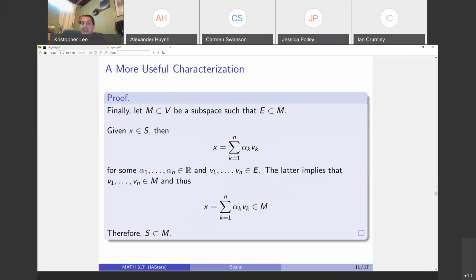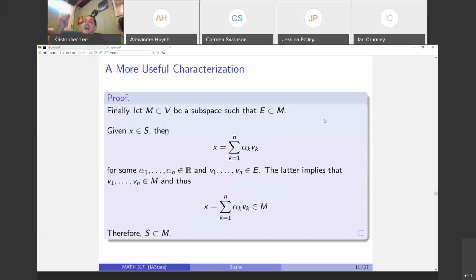Because you're in E, let's get voice crack right there. Since you are in E, that means you must be in M, because E is a subset of M. And as we proved, any number of things in M, the linear combination of them must remain in there, right? Any subspace, if you take any number of things and scale them up and add them, that will remain in the subspace. That was one of the first things we proved about a subspace. So that means this linear combination must remain in M. So anything that's in S must be in M.